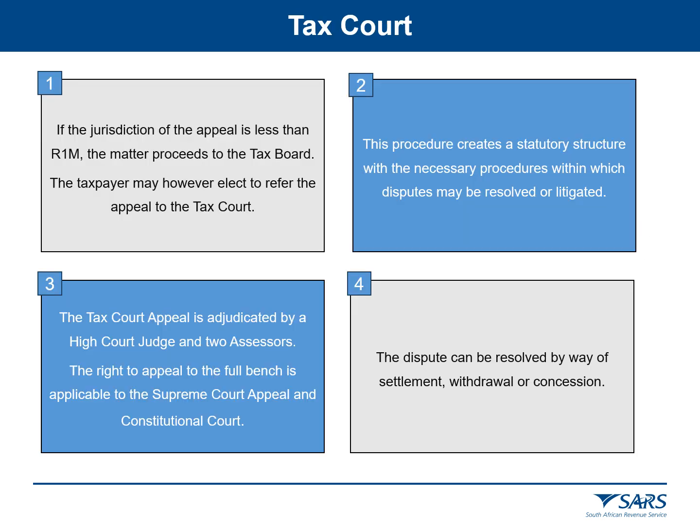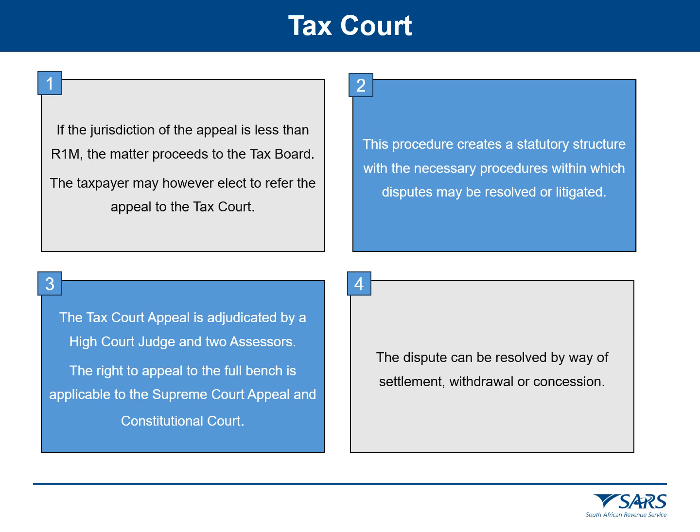Tax court. If the jurisdiction of the appeal is less than R1 million, the matter proceeds to the tax board. The taxpayer may, however, elect to refer the appeal to tax court. This procedure creates a statutory structure with the necessary procedures within which the dispute may be resolved or litigated. The tax court appeal is adjudicated by the High Court judge and two assessors. The right to appeal to the full bench is applicable to the Supreme Court of Appeal and the Constitutional Court.